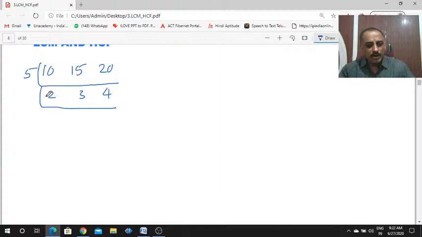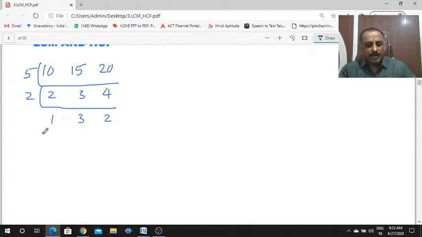2 and 4 are divisible by 2. So 2 ones are 2. 3 is not divisible by 2, so write it the same as it is. And 2 twos are 4. Now 1, 3, 2. There is no common factor for these three numbers.